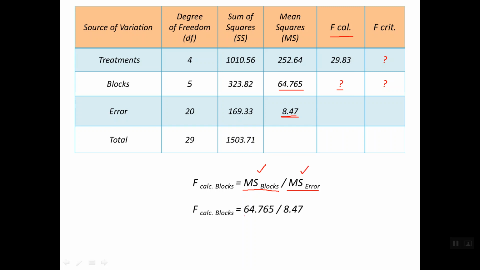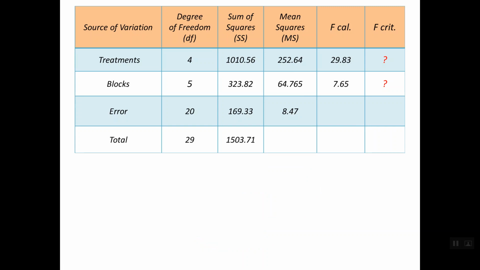So we substitute. This is the MS for the blocks and this is the MS for the error. So this is the value of the calculated F for the blocks, 7.65. So this is the value of F for the blocks. Now the rest is only the F critical for both treatments and blocks.